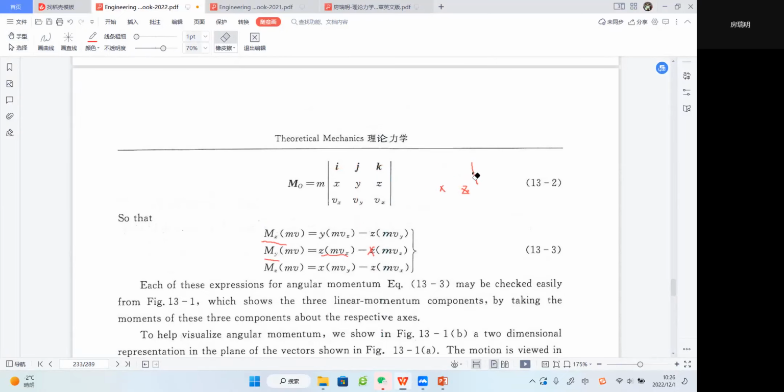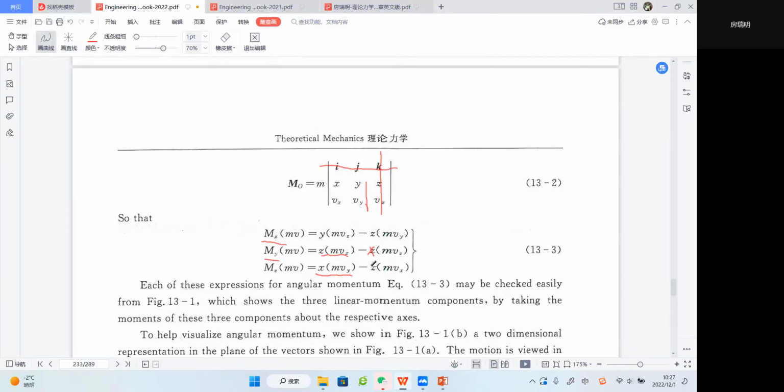So for the third one, we use the same method, but this time we cut the first row and the third column. Then we just need to calculate this determinant. So the third one will be x mvy minus y mvx.